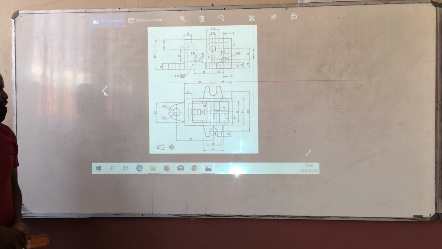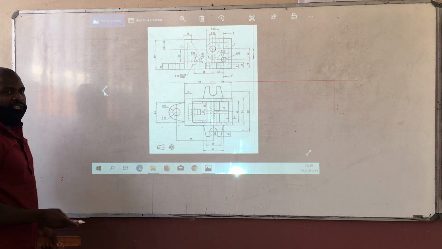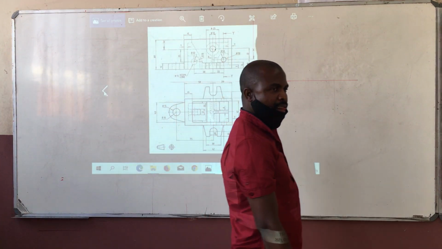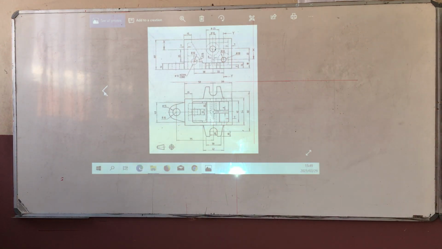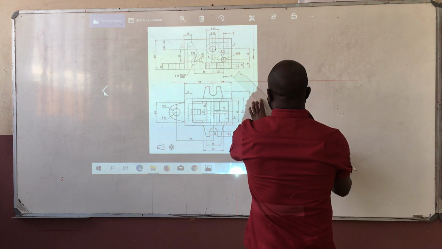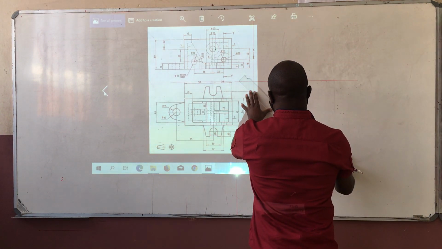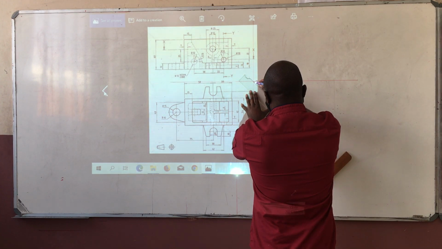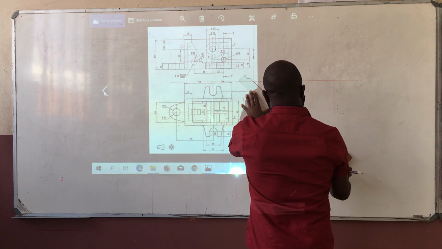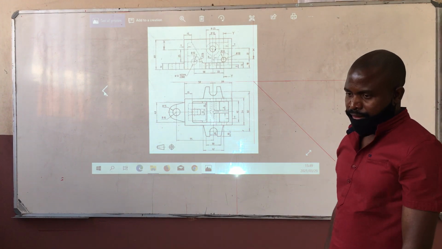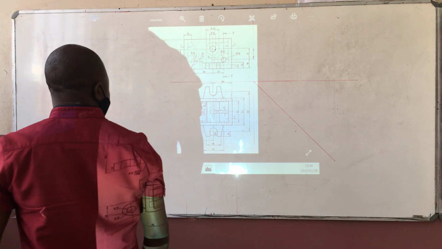Let us look at this one. Which angle is this one? First angle. So which view is missing? Left view is missing. Where to draw my 45 line? Which part? Fourth part, right? Yes, it means I will draw my 45 line there.